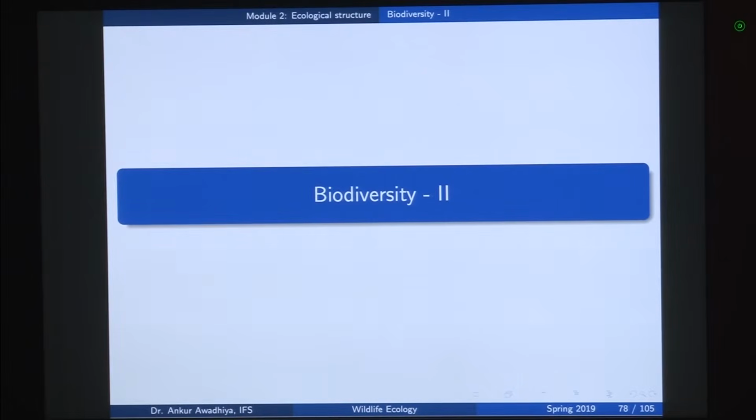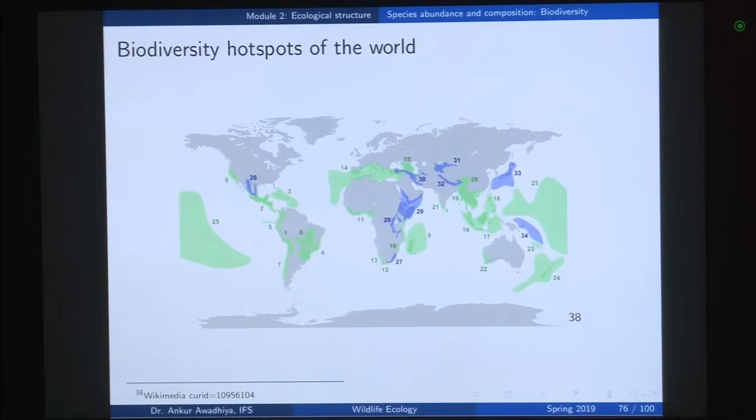Namaste. In the last lecture, we had started with our discussion of biodiversity, and in today's lecture, we will look at biodiversity in greater detail. So, we had ended the last lecture with this slide, biodiversity hotspots of the world, and we had defined a hotspot as a region where we have a large amount of species richness, that is, a number of species are found per unit area there.